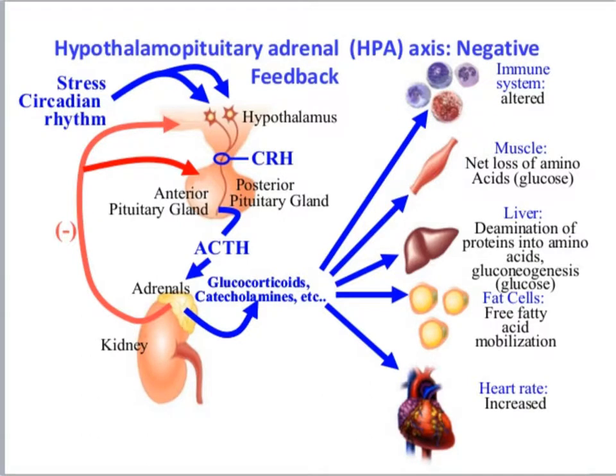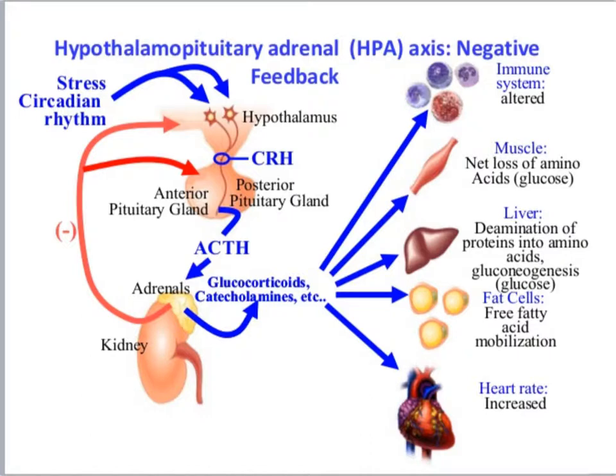Glucocorticoids in the short term actually upregulate your immune system, but in the long term, if you suffer from chronic stress or repeated acute stress, then your immune system actually becomes suppressed instead. It's going to go to the muscles, and it is going to cause them to upregulate their metabolism to burn more energy.